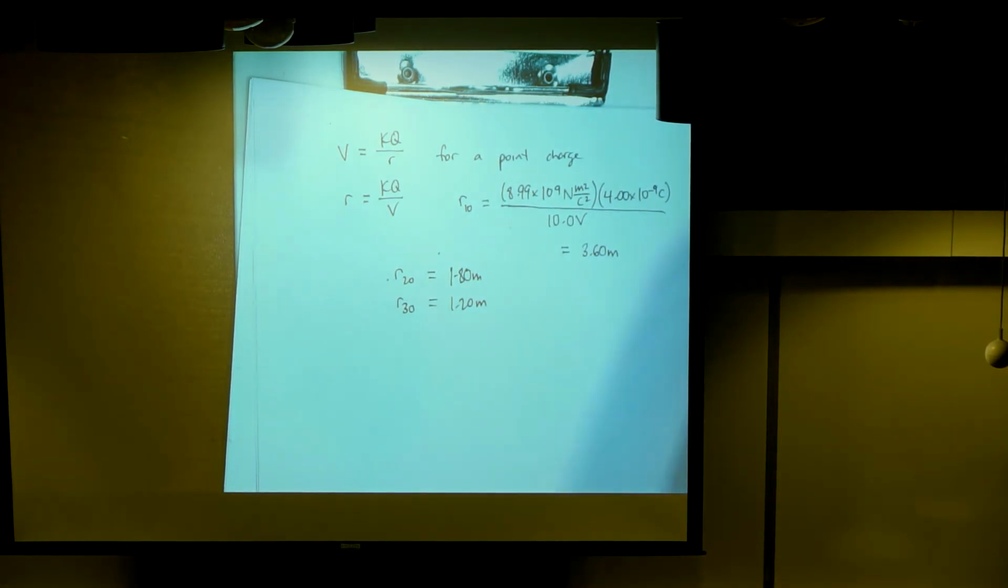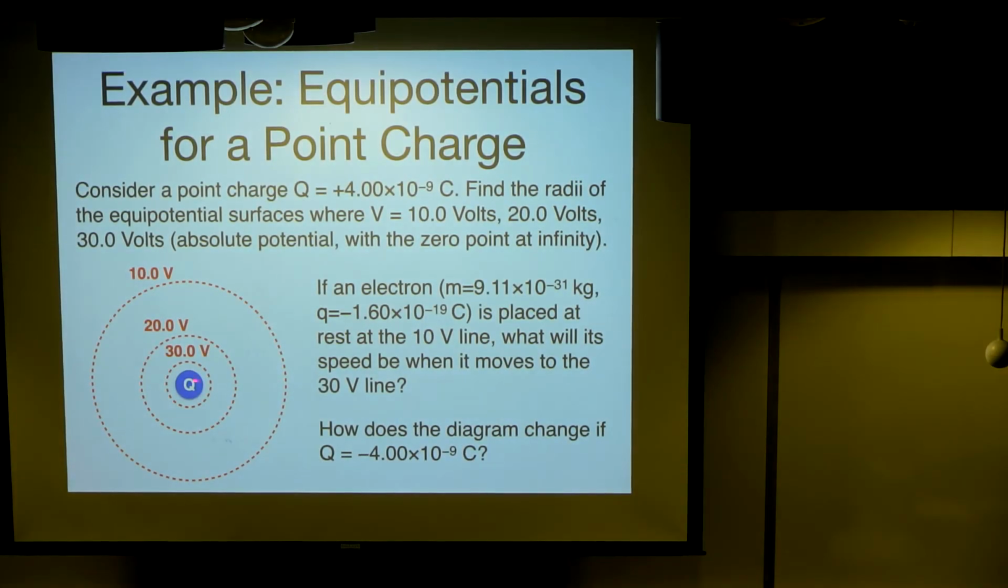So we go back to the picture. So these are the calculations we made. This 10 volt line is 3.6 meters out from the point charge. This 20 volt line is 1.8. And this 30 volt line is 1.2 meters out from the point charge, okay? That's what we found. Now let's answer the second question about the electron, starting at the 10 volt line and then moving to the 30 volt line.